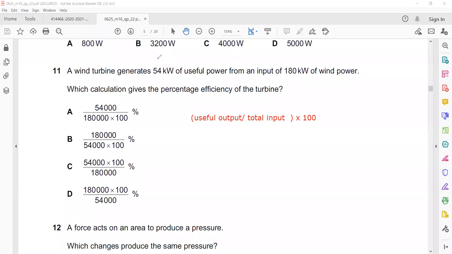So what is the output energy? That is 54 kilowatt, which means 54,000, divided by total input. What is the total input? That's 180 kilowatt, which means 180,000, and that is multiplied by 100. So which one does it match with? C is the correct answer for this.